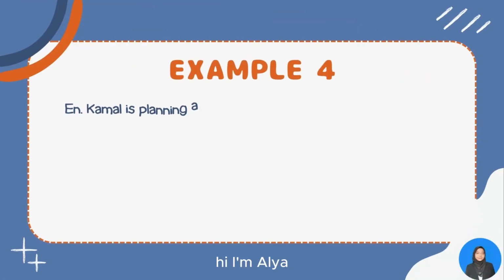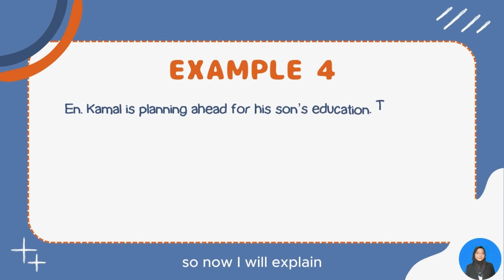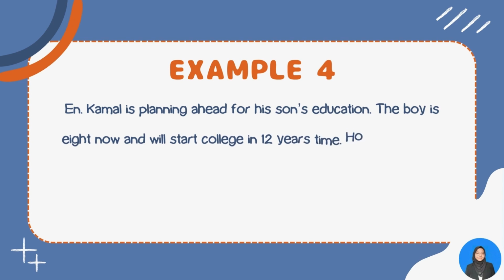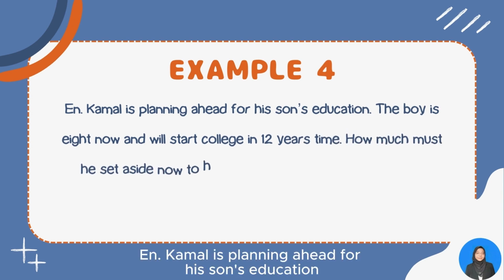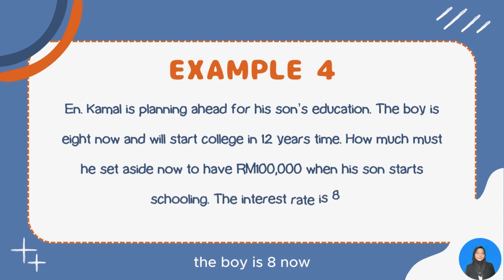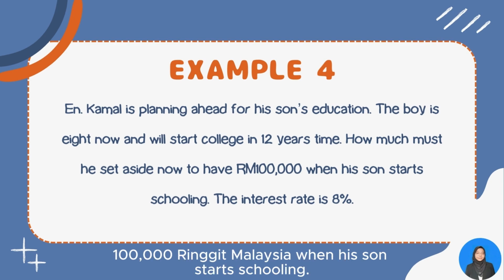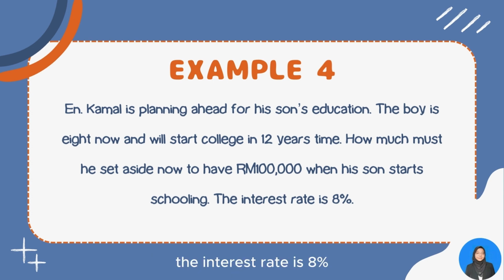Hi, I'm Alia. Now I will explain and show how to solve example 4. Encik Kamal is planning ahead for his son's education. The boy is 8 now and will start college in 12 years' time. How much must he set aside now to have 100,000 ringgit Malaysia when his son starts schooling? The interest rate is 8%.